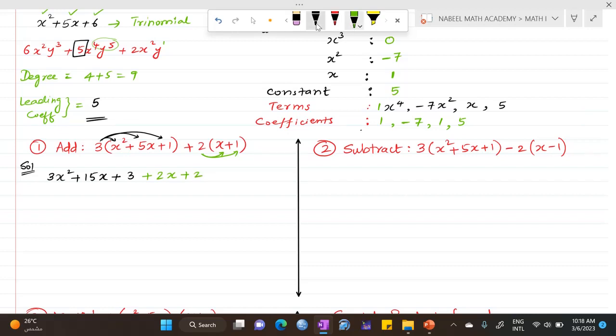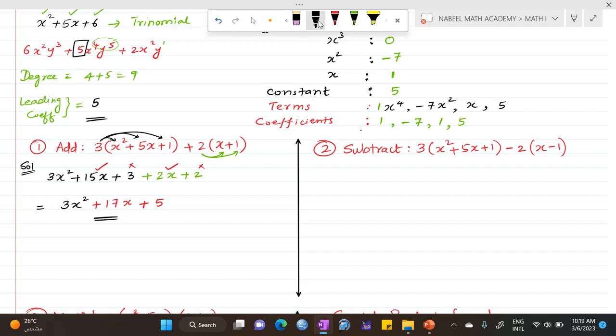Now if you add, what is the standard form of the polynomial? 3x square. Then you have to add the like terms. So it is x, you have two terms. If you add, you will get plus 17x. 15x plus 2x, which is 17x. Now the constant, we have two terms, which is 3 plus 2, which is equal to 5. That's it. So you have this answer, which is in the standard form. What is the leading coefficient? 3. Degree is 2.